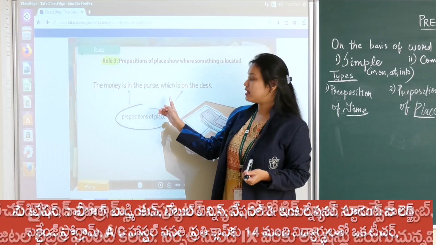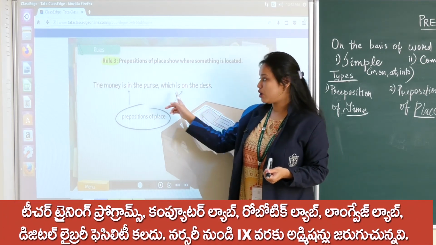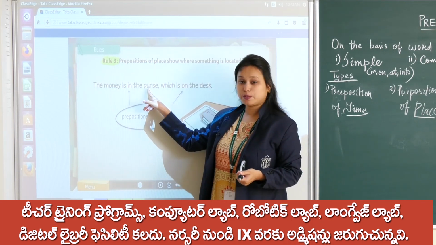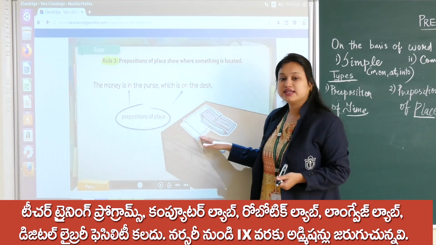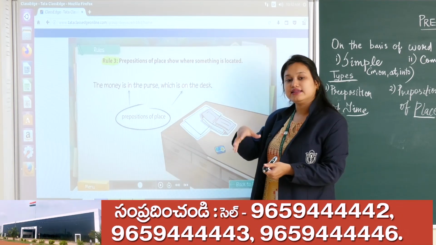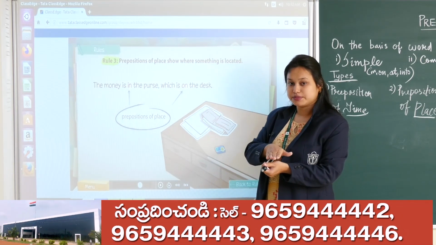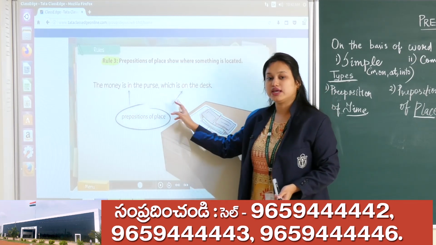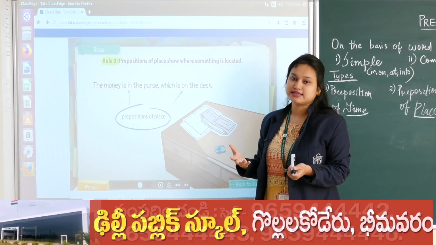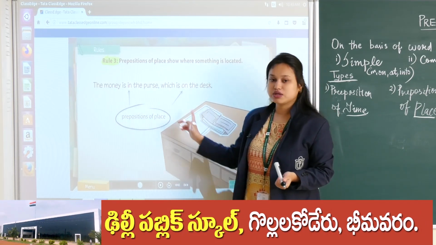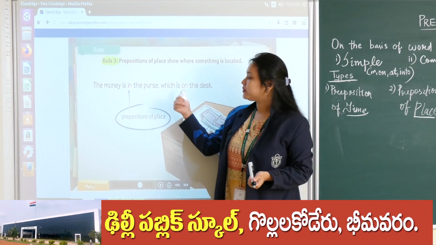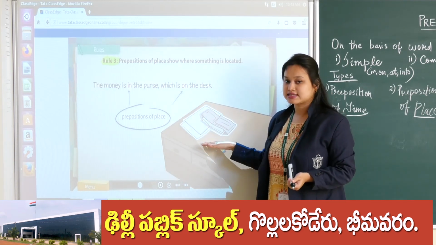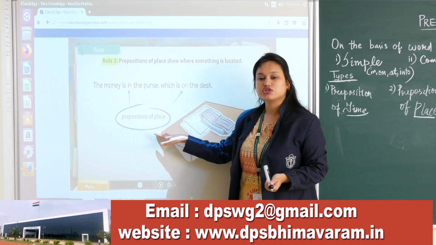Look at the second part, which is on the desk. It shows that the purse, the wallet, is on the desk. One table is there and the purse is on the table. So in and on both show some kind of place. In shows that money is inside the wallet, and on shows that the purse is on the desk. So these are prepositions of place.